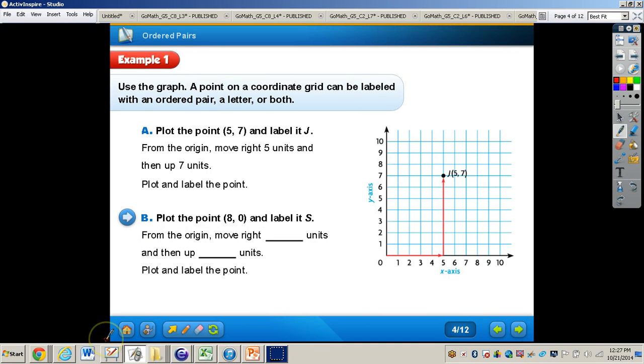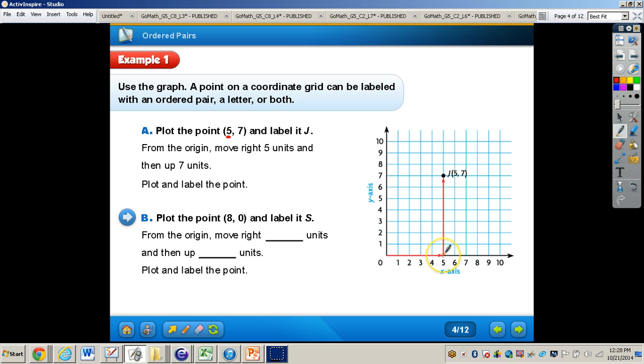Now let's take a look at example 1. It says a point on a coordinate grid can be labeled with an ordered pair, a letter, or even both. Okay, so for letter A, it says plot point 5, 7 and label it J. The way we would do this, 5, 7, first of all, 5 is the number of units we move to the right on the x-axis from the origin or from 0.